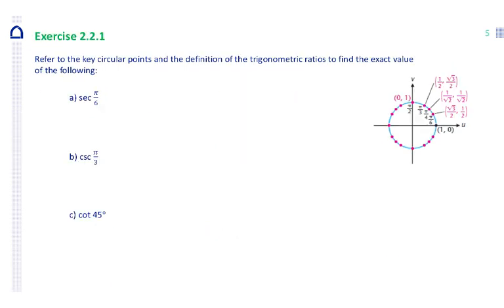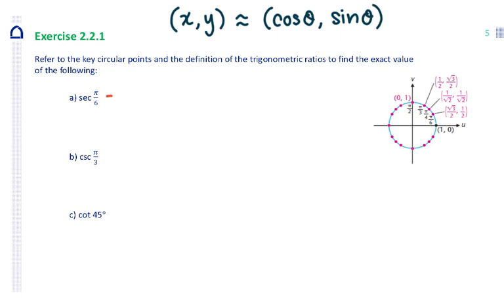Okay, let's look at some more examples, and I do want you to remember from lesson 2.1 that any point on the unit circle, x, y, can also be represented by saying cosine theta and sine theta. So let's use that information to help us solve these questions.